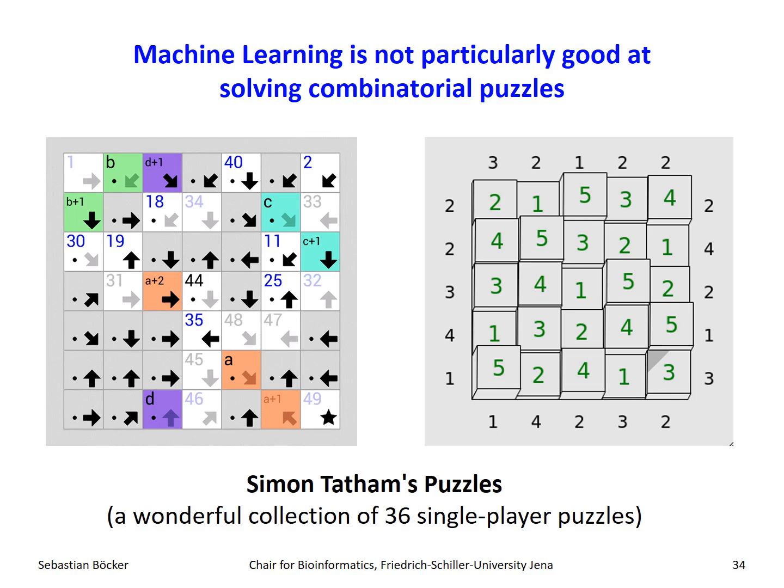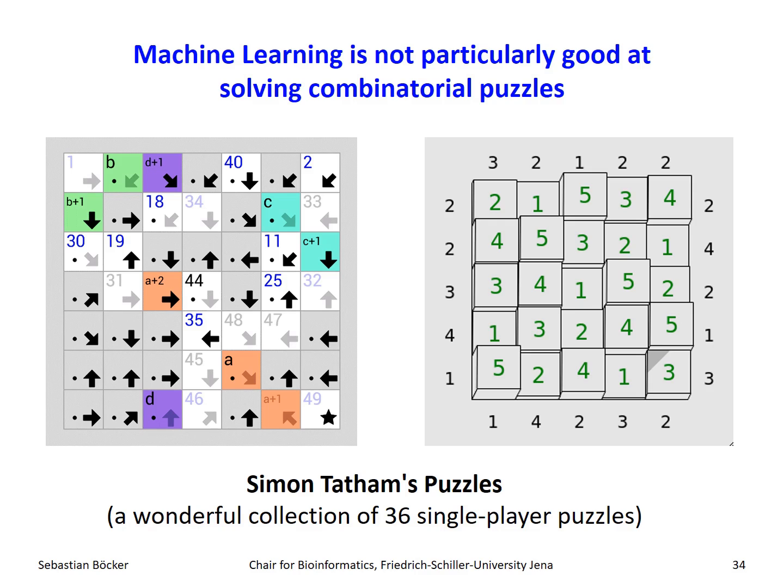To understand why it might be a good idea to combine machine learning and combinatorial optimization, I have to tell you that machine learning is not particularly good at solving combinatorial puzzles. Here are two examples of such combinatorial puzzles. They are from Simon Tatham's puzzle collection. It's a really wonderful collection of single-player puzzles where you can generate an arbitrary infinite number. It's not infinite, I'll come back to that in a second, of such puzzles, and then you have to tell the machine where to put what.